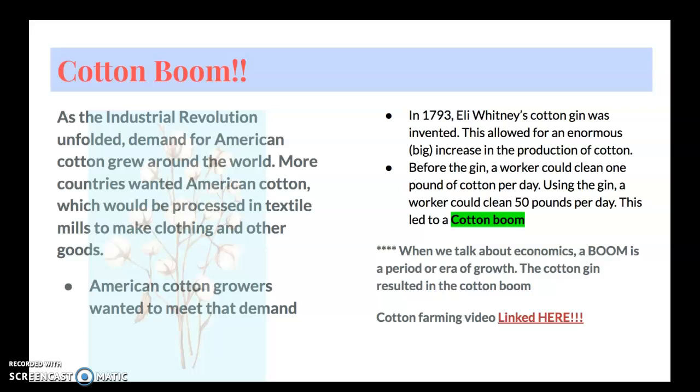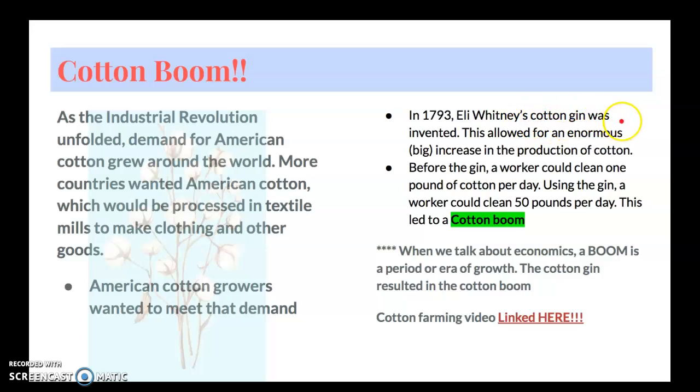As the Industrial Revolution unfolded, the demand, the desire or need, for American cotton grew around the world. More countries wanted American cotton, which would be processed in textile mills to make clothing and other goods. A textile mill is a place where you process cotton to make fabrics and cloth, and maybe finished clothing. There are a lot of those textile factories in Britain. So American cotton growers wanted to meet that demand, because if they can fill that demand in other parts of the world, they're going to make a lot of money.